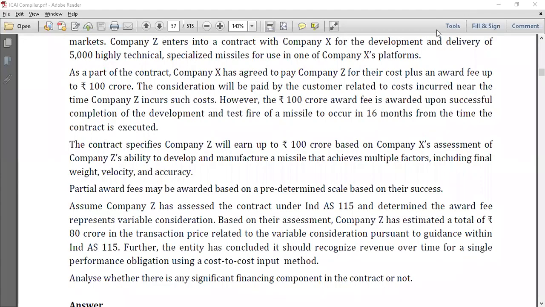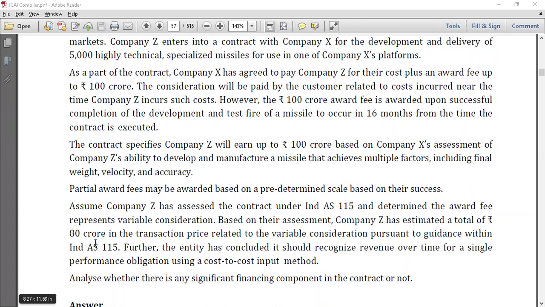Here also the contract specifies that company Z will earn up to 100 crores. As a developer and manufacturer, it will earn this based on company X's assessment of company Z's ability to develop and manufacture a missile that achieves multiple factors, including weight, velocity, and accuracy. Partial award fees may also be awarded based on a predetermined scale. Here, assume company Z probably will get 80 crores out of 100 crores.